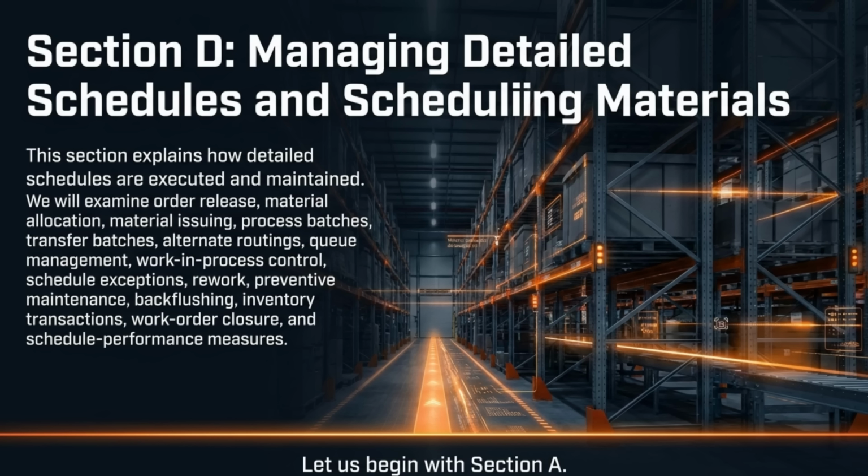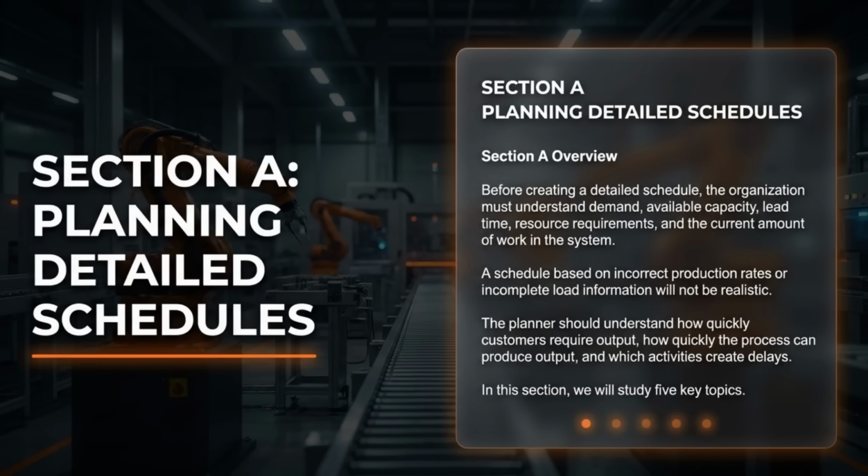Let us begin with Section A. Section A, Planning Detailed Schedules. Section A Overview. Before creating a detailed schedule, the organization must understand demand, available capacity, lead time, resource requirements, and the current amount of work in the system.